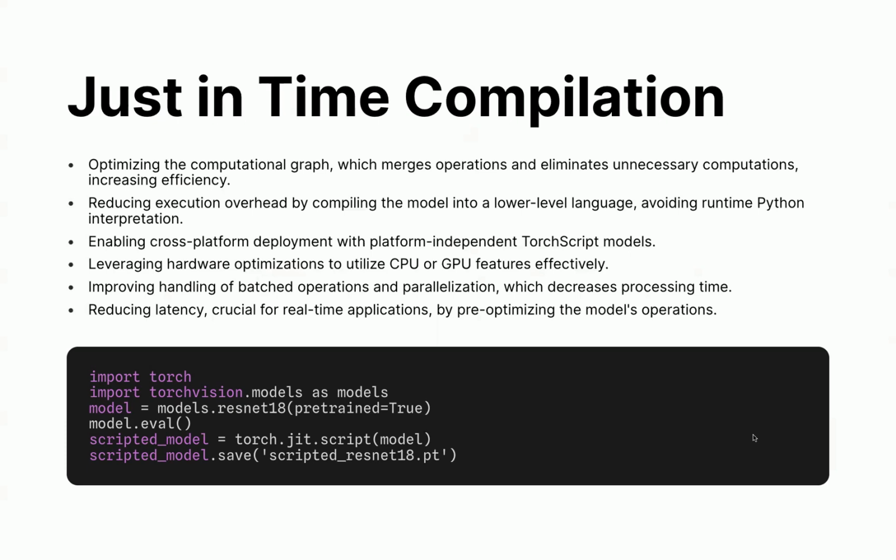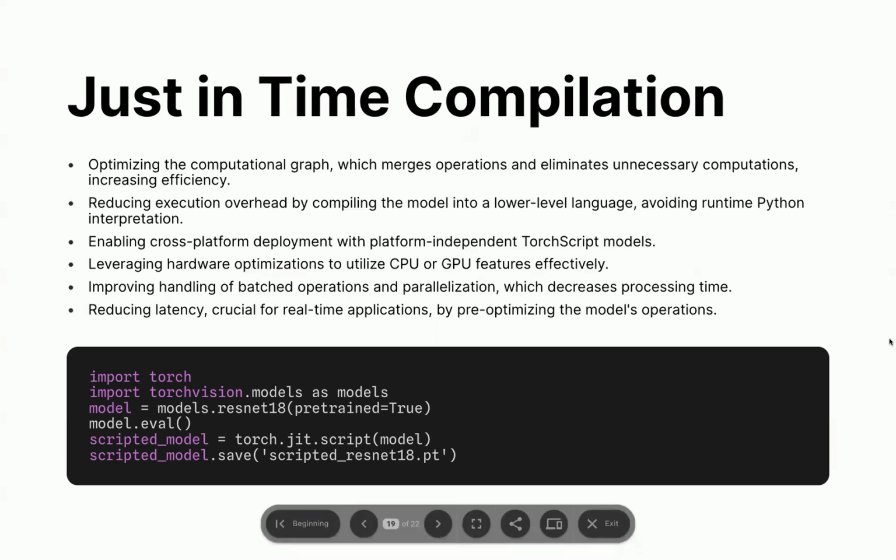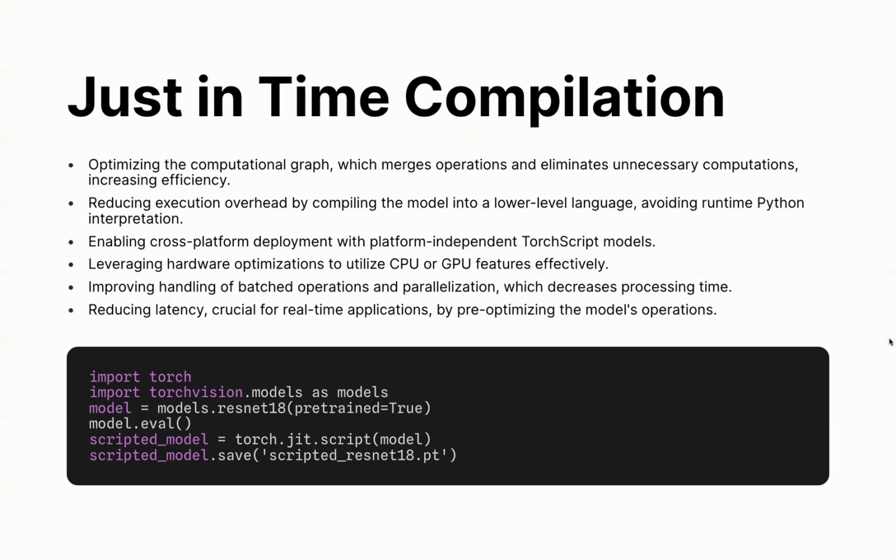It reduces the execution overhead by compiling the model into lower level language as well. So it prunes and compiles into lower level language, and it enables cross-platform deployment by utilizing Torch script models. This really makes it easy to take a model which was trained on GPU, like a big GPU model, and then reduce its size and deploy it on something much smaller.